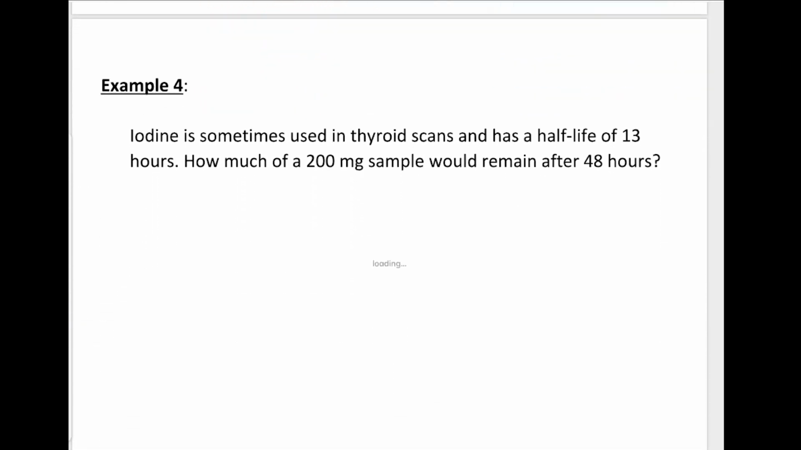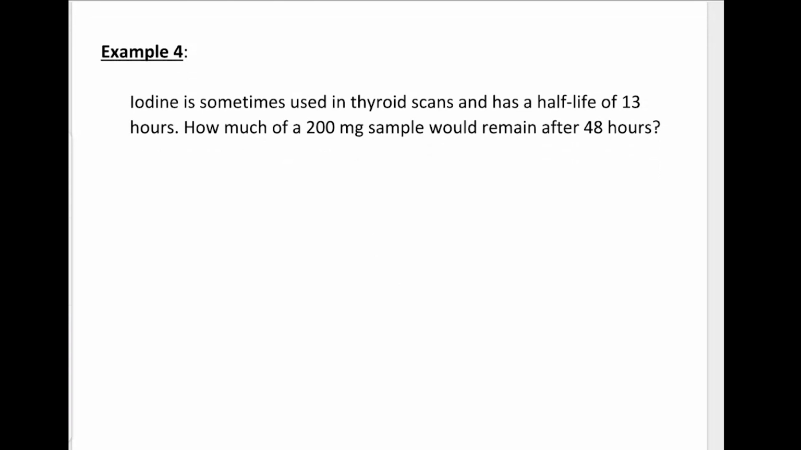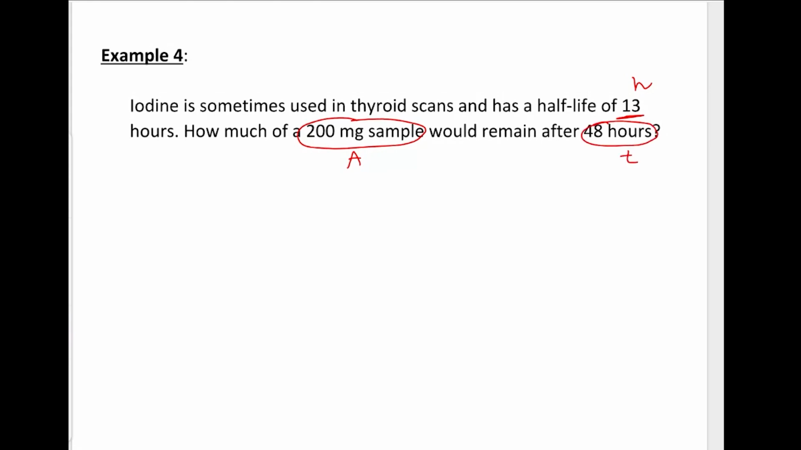Okay, number 4 says iodine is sometimes used in thyroid scans and has a half-life of 13 hours. So 13 hours, that's our H. How much of a 200 milligram sample, that's our initial amount, would remain after 48 hours? So that's our T. If we're thinking in terms of how many half-lives are occurring, if 1 half-life occurs after 13 hours, that means 2 half-lives occur after 26 hours, 3 half-lives occur after 39 hours, and so on. So we're going to cut this number in half more than 3 times, but less than 4.